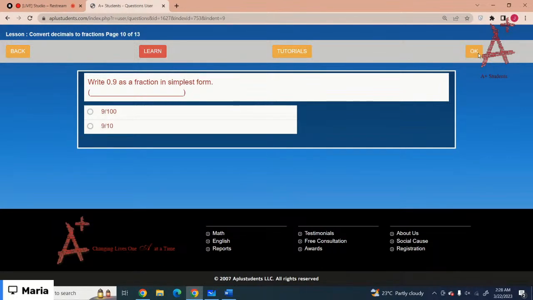Okay, the next one is 0.9. So which is the correct option? Yes, you have just one digit. So you need to add just one zero. It would be 9 over 10. Got it?